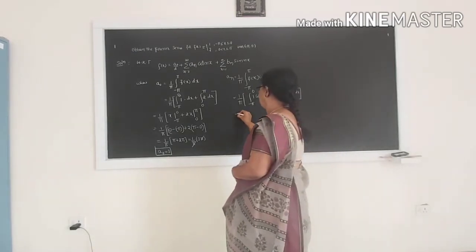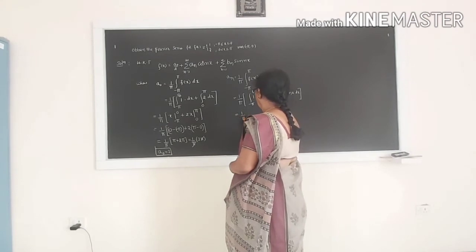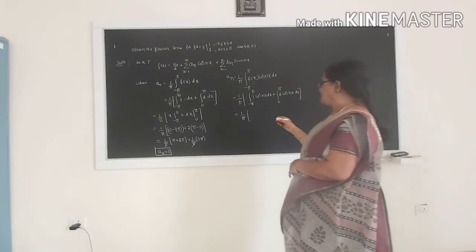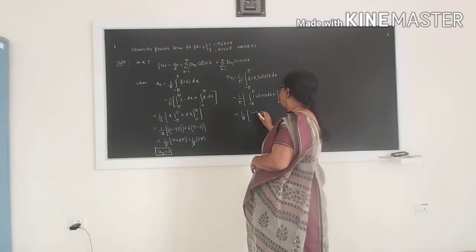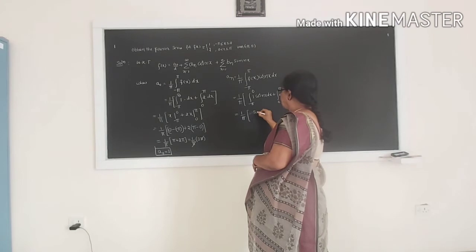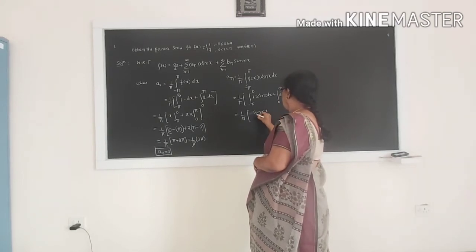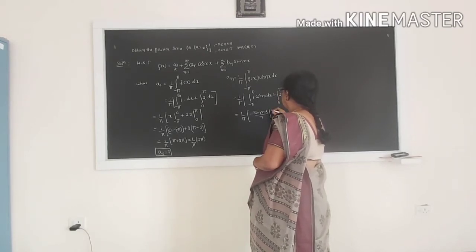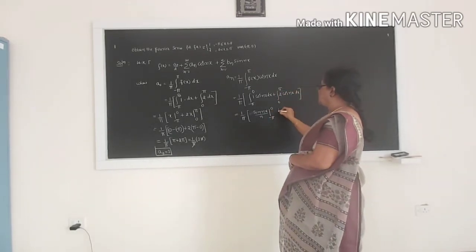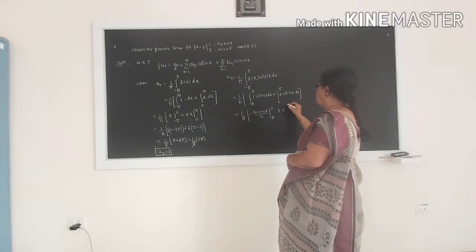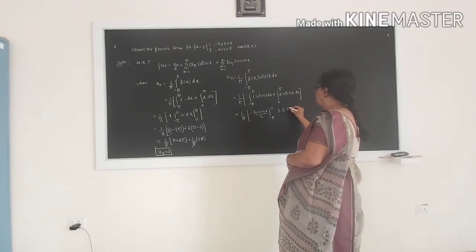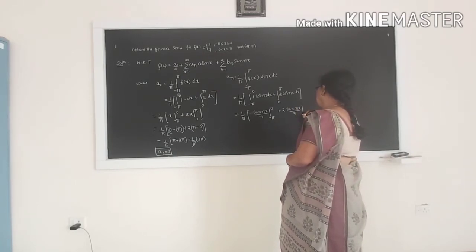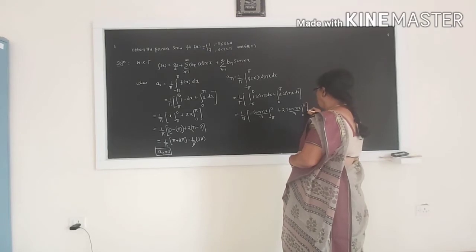Now I simplify the things. This is equal to 1 by pi times. What is the integration of cos nx? Integration of cos nx is sin nx divided by n in between the limits minus pi to 0, plus 2 times again the integration of cos nx, which is sin nx divided by n in between the limits 0 to pi.